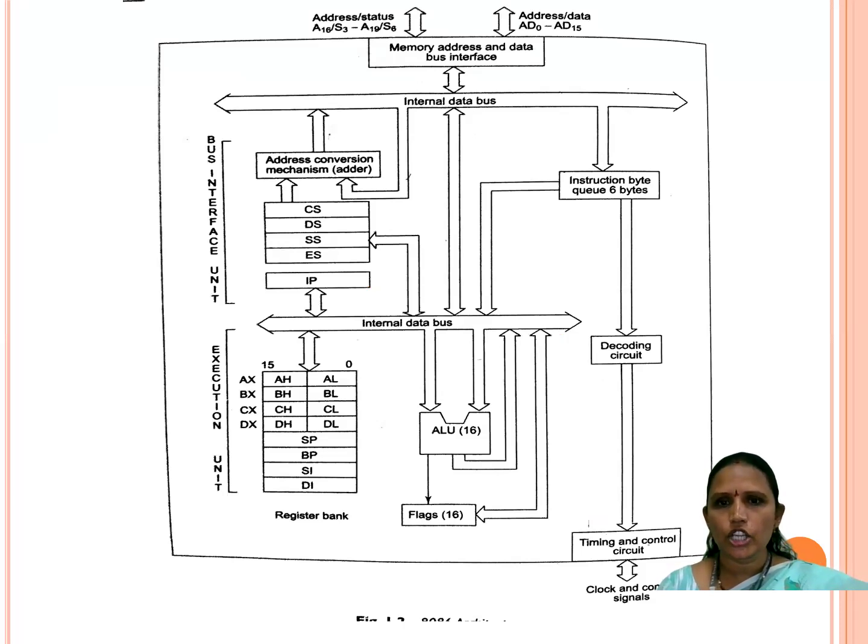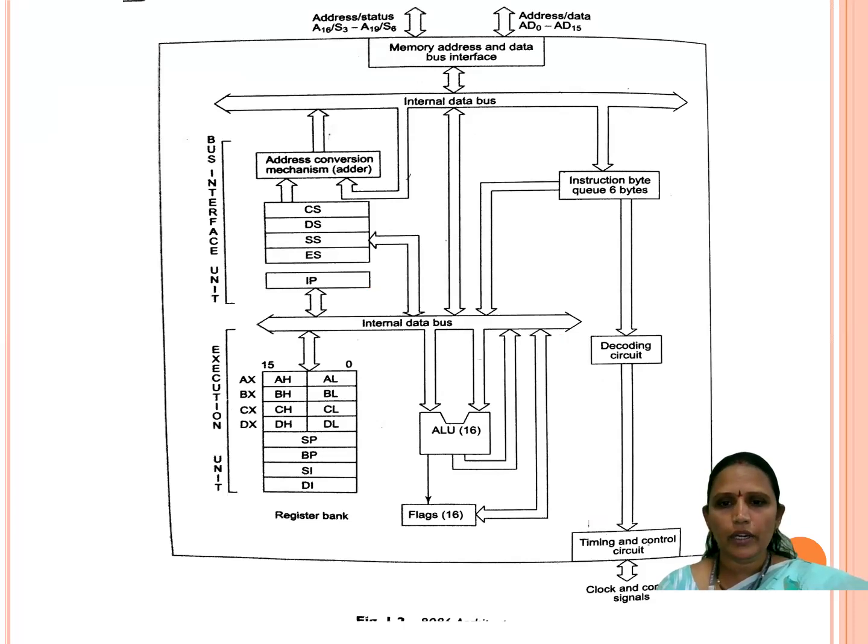The first one is the general purpose registers. So what are general purpose registers? AX, BX, CX, and DX are the general purpose registers. AX indicates the accumulator register, BX is the base register, CX is the counter register, and DX is the data register. All these registers are 16-bit registers.